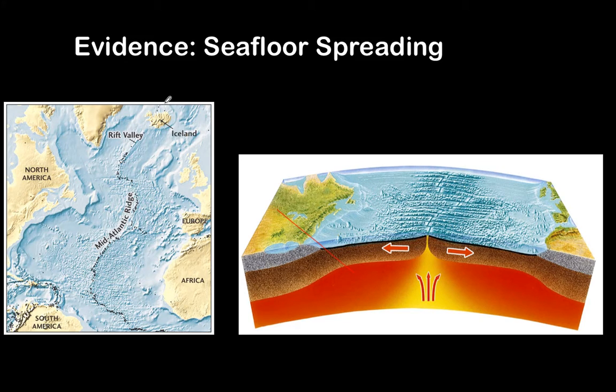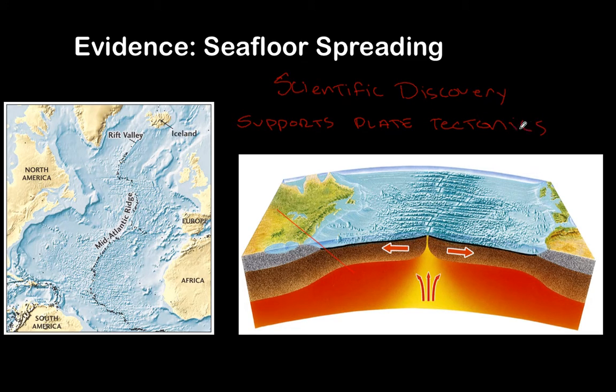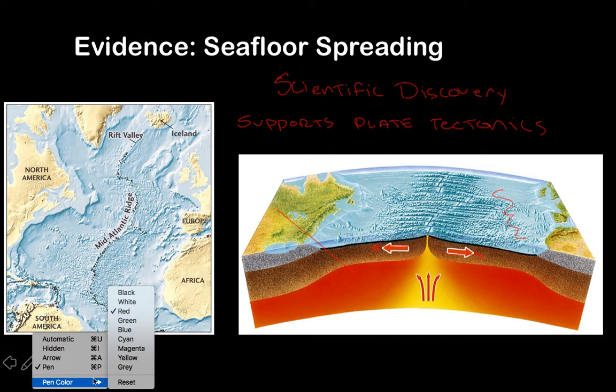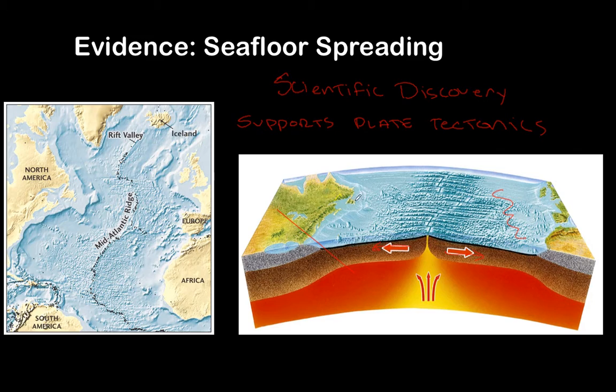And seafloor spreading is another scientific discovery that supports the theory of plate tectonics. And the basic idea is that at a plate tectonic region where two plates are moving apart, like you see here, you see these two arrows pointed in opposite directions. That means this is a plate over here, and here is a different plate over here. And underneath there is magma. And magma is melted rock.